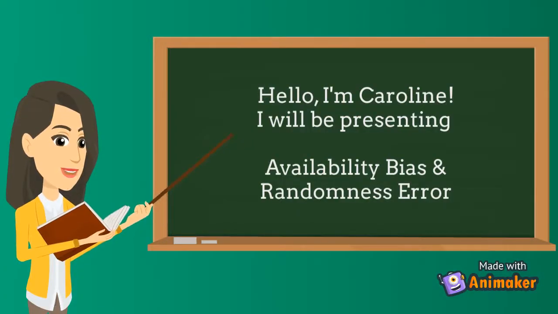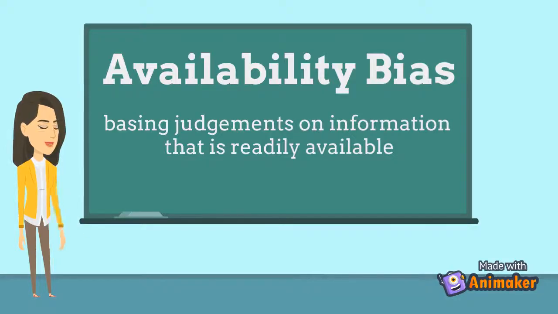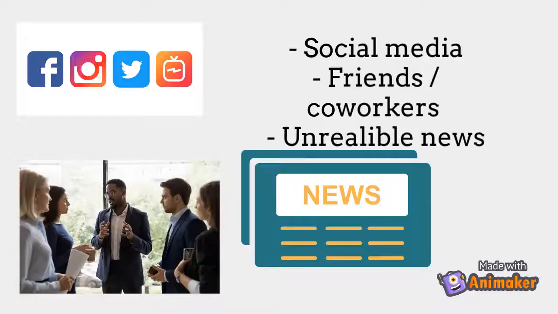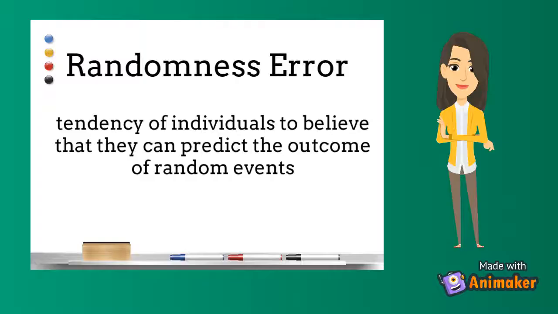Hello, I'm Caroline. I will be presenting availability bias and randomness error. Availability bias is basing judgments on information that is readily available, meaning that we have a tendency to believe and act on things that we remember the most. This can come from unreliable news sources. To avoid this, make sure to do some research before making a decision and validate that information.